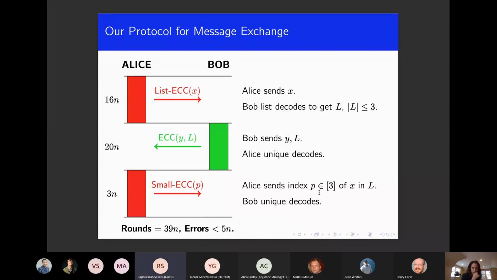I'm sorry, can you hear the beep from my computer? I can turn that off. I didn't hear anything. Okay, then it's just me.